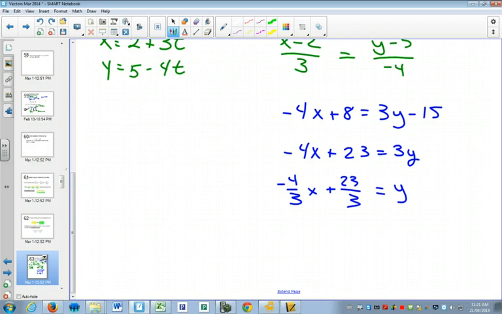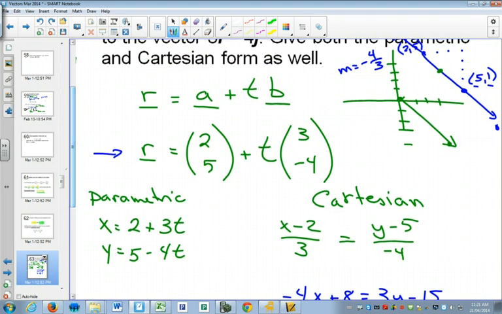But the b value isn't a nice looking one. And so dealing with the equation y equals negative 4/3 x plus 23 over 3 as your equation of a line, you're always going to be dealing with fractions. Dealing with the vector equation, we've got a lot of nice numbers that we can work with. So it's pretty easy to figure out.